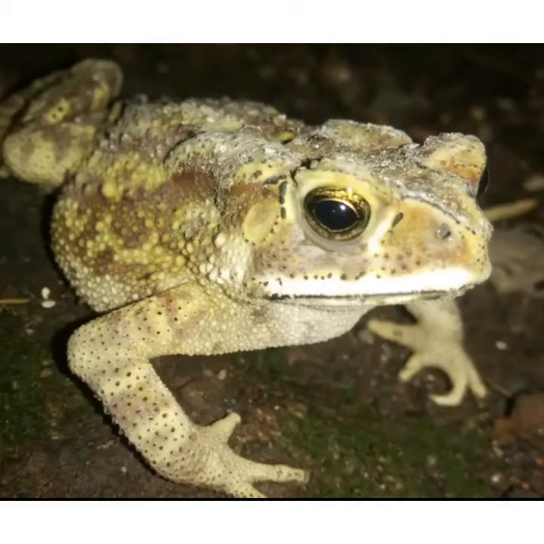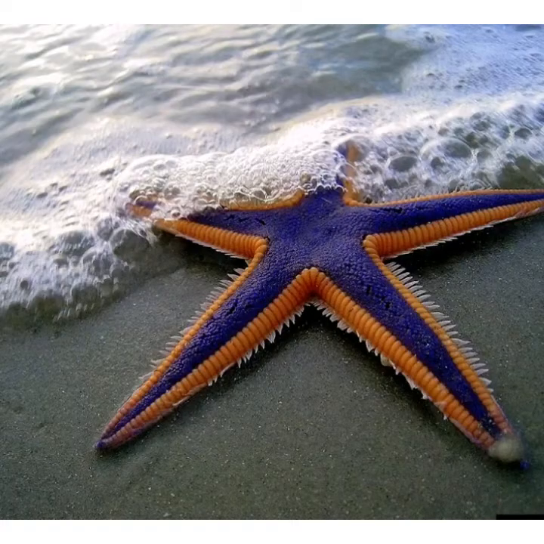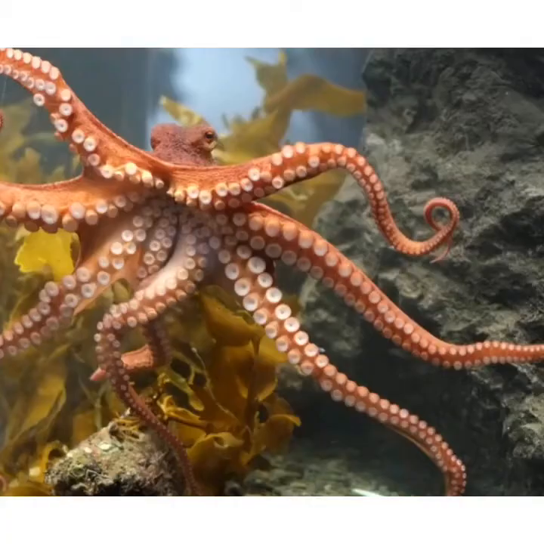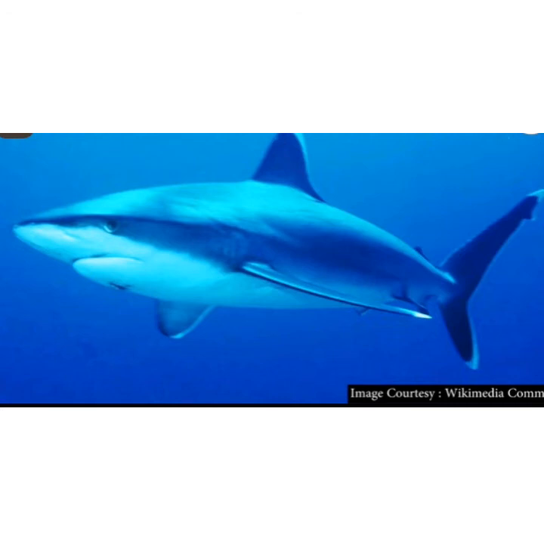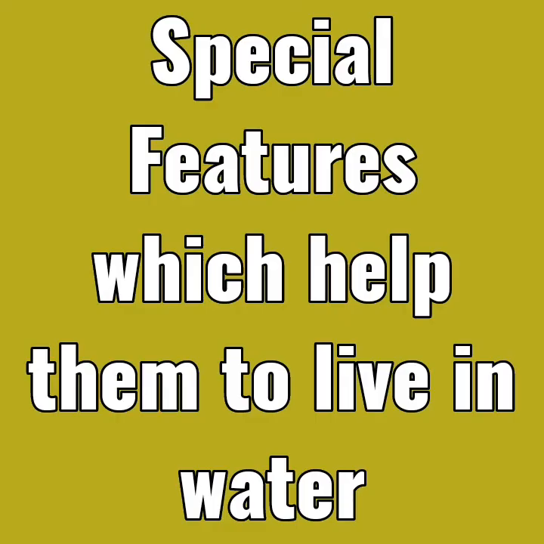Students, can you tell the names of some aquatic animals? Yes, you can tell the names of aquatic animals, the animals which live in the water. That is fish, frog, starfish, octopus, duck, shark and many more. So, now I will tell you the special characteristics which help them to live in the water.